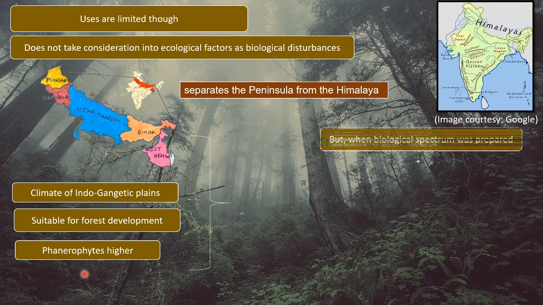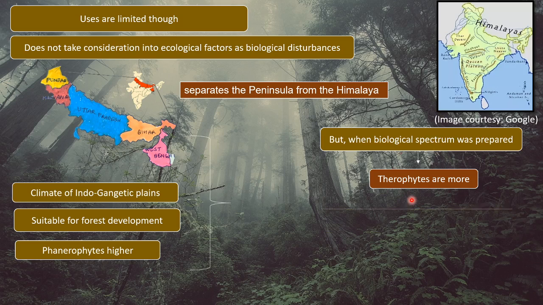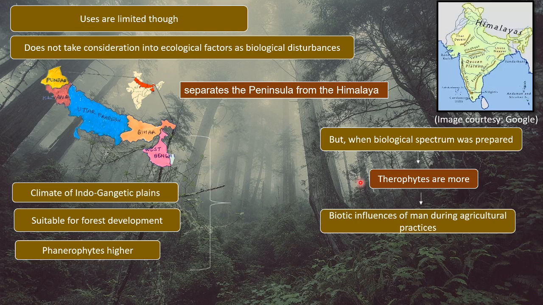But now see what is happening. When the biological spectrum of this area was prepared, therophytes were found to be more. Right, so now we know what therophytes are. These are desert plants. So when the biological spectrum was prepared, it was found that therophytes were more, and the more percentage of therophytes is mainly due to biotic influences of man during agricultural practices, or maybe due to grazing effects, scrapping, etc. See what happens when man starts interfering.